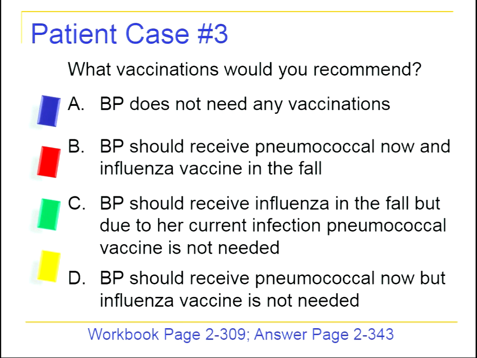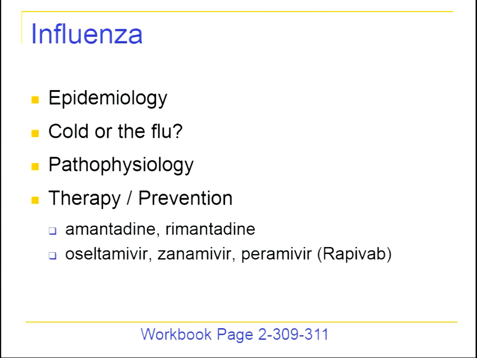So what vaccinations? She doesn't need any, which I sort of just told you that's incorrect right now. She should receive pneumococcal now and influenza vaccine in the fall. She should receive influenza in the fall, but due to her current infection, she doesn't need pneumococcal vaccine. And finally, she should receive pneumococcal now, but influenza vaccine is not needed. And the correct answer is B.